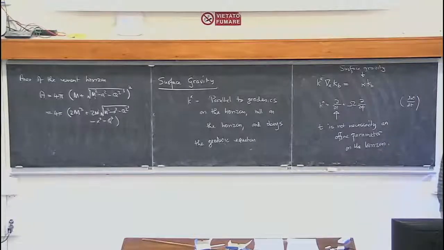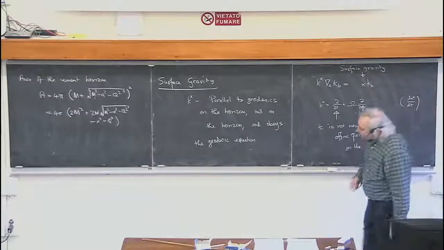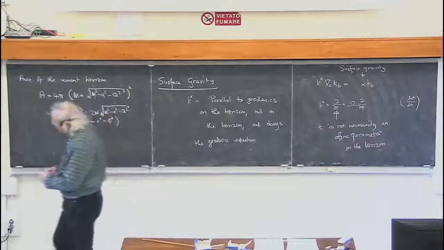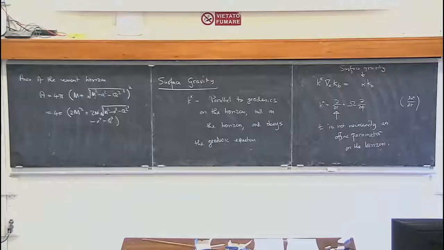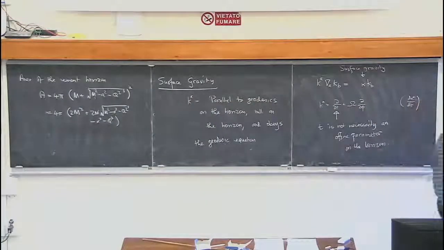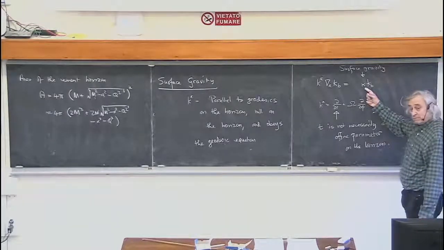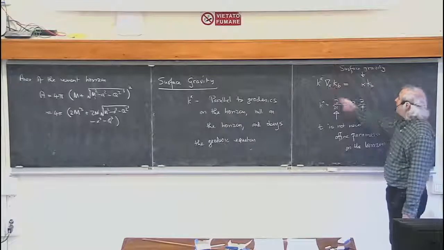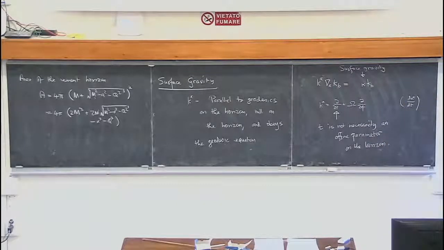It does have the dimensions of acceleration. Gravity g is an acceleration, with dimensions of length over time squared. So if we go back to more sensible units, with c equal to 1, this thing has dimensions of 1 over length, so it really does look like a gravity.